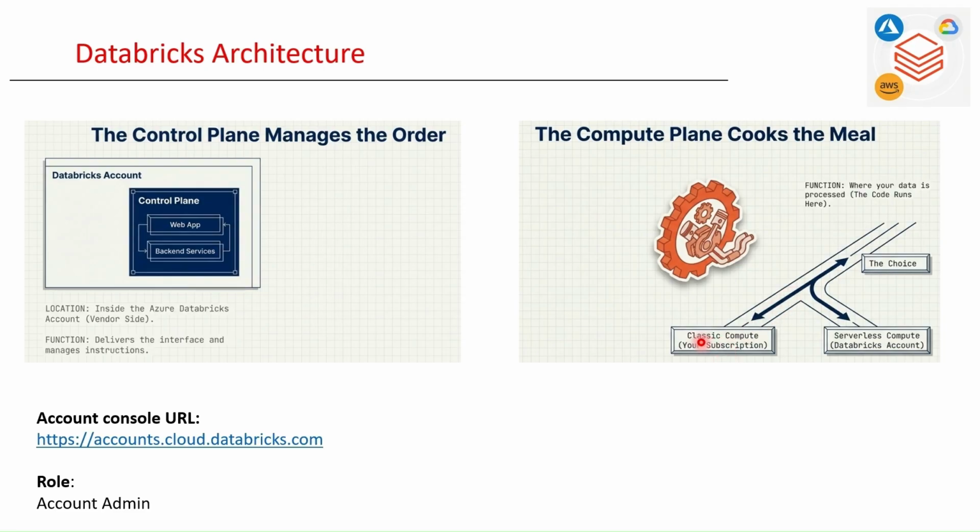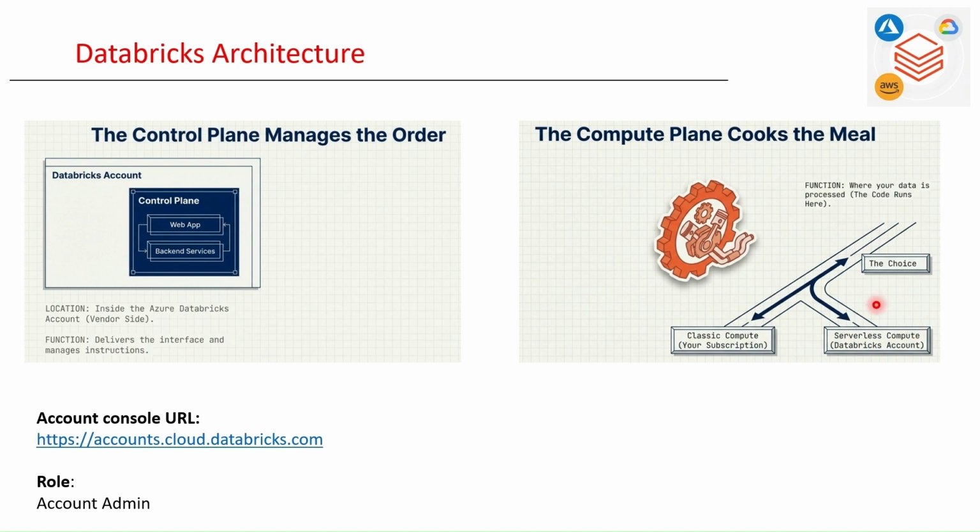So the classic, if you go for this option, the compute resources sit in your subscription. In this case, it sits in your Azure subscription. But if you go for serverless compute, the compute plane or the compute resources sit in your Databricks account, so you don't need to worry about it. Databricks manages all the compute for you, scaling up and scaling down based on the demand. So you need to make that choice as you decide.